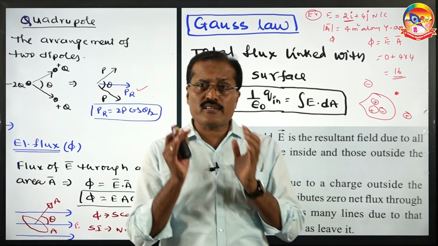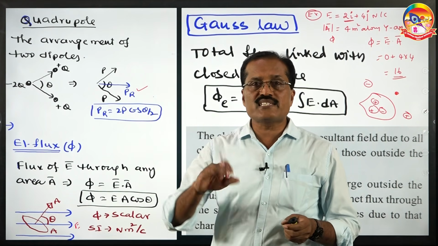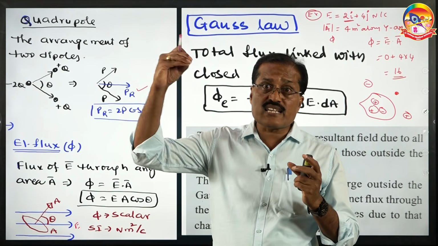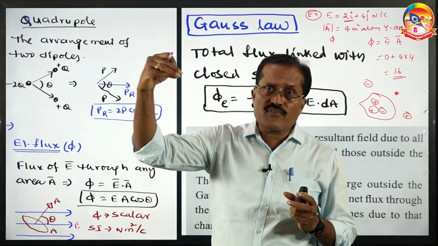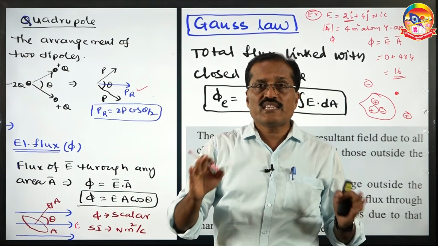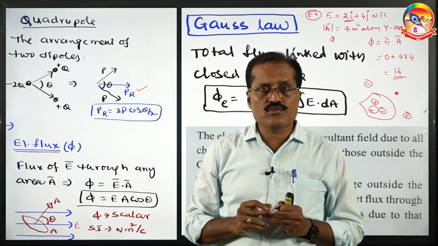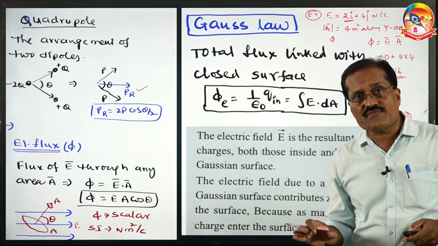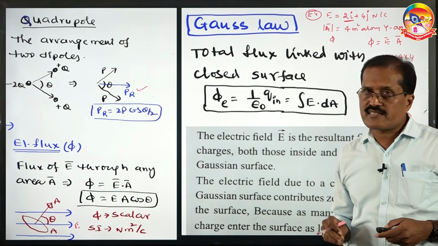Therefore, while calculating the flux, we do not take the charges which are outside the Gaussian surface. If the charged particle is outside the Gaussian surface, the number of lines entering from here and the number of lines leaving from there are the same. Therefore, the net flux through a given surface is equal to 0, right. So, while calculating the flux, we always take the charges inside the Gaussian surface.